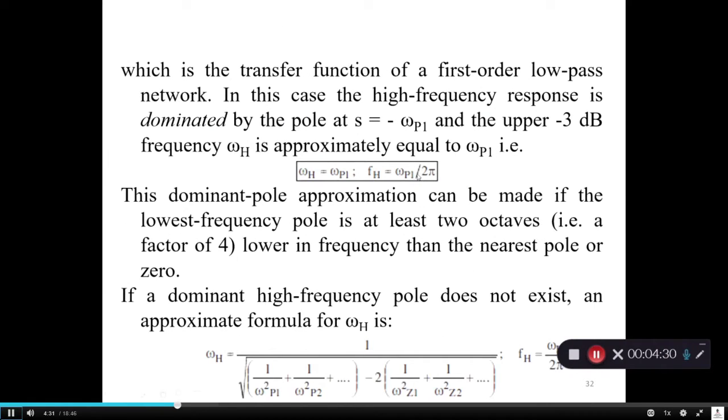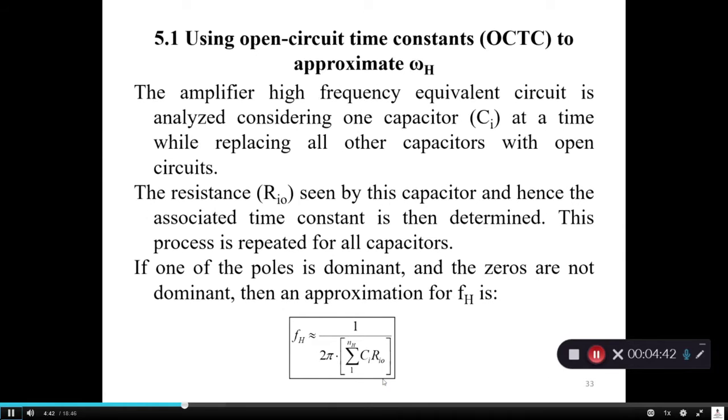So there are two types of formula. If you have only one pole, then this formula will be valid. If we have more than one, then we can use this type of formula. The same pattern as the low frequency response. How to find this one? Opposite of the low frequency response.